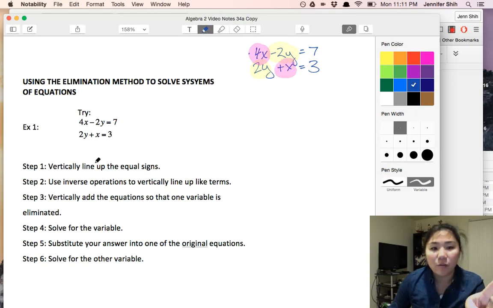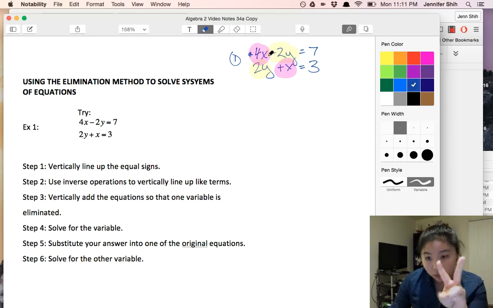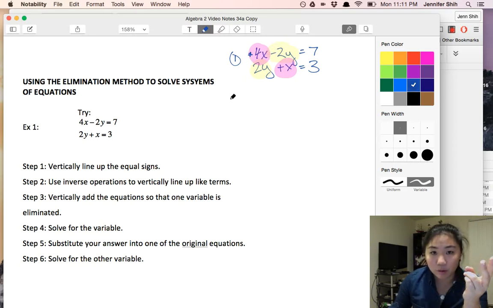Step 1, vertically line up the equal signs. Step 1, complete. Step 2, use inverse operations to vertically line up the like terms. Right now, they are not vertically lined up. Our x's are not lined up and our y's are not lined up. So watch how I switch around the x and y values. This has a positive in front of it, right? I'm going to carry the term with its sign with the term.